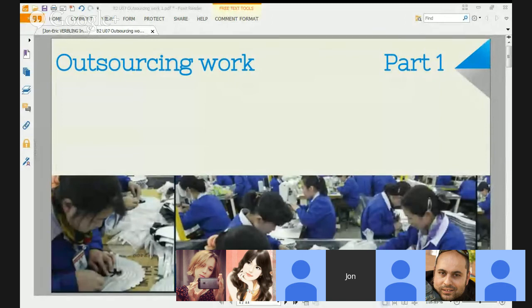Someone remind me what page the connectors were on. Was it page 50? Hello? Can anyone hear me? 16. Hello? 16, is it? Oh, I thought it was on. Oh, you're right. Yeah. 16 and 17. For me, it's on 17.